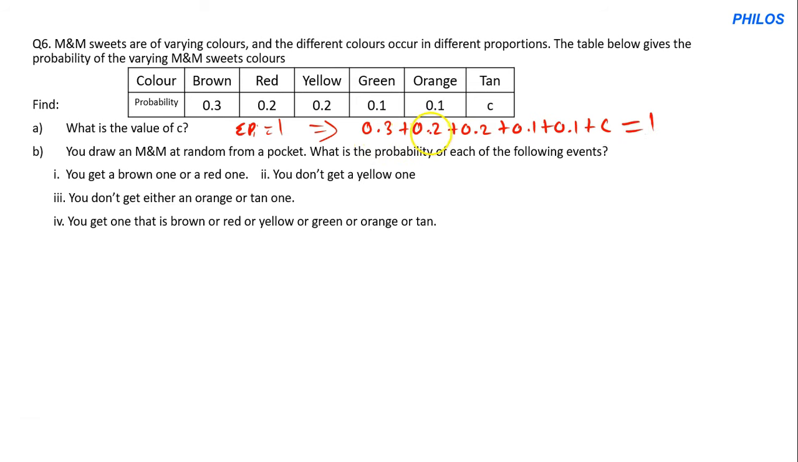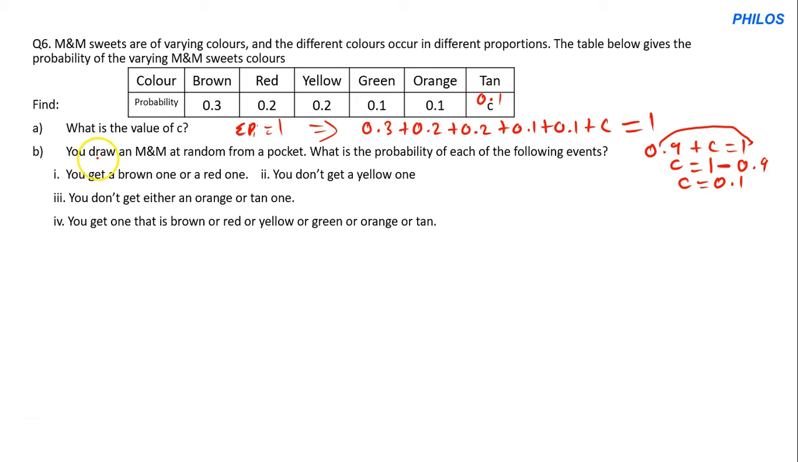So 0.3 plus 0.2 is 0.5, plus 0.2 is 0.7, plus 0.1 is 0.8, then plus this 0.1 is 0.9. So we have 0.9 plus C is equal to 1. If we make C the subject, C is equal to 1, and when 0.9 moves across, it becomes minus 0.9. So C is equal to 1 minus 0.9, which is 0.1. So our C is 0.1.